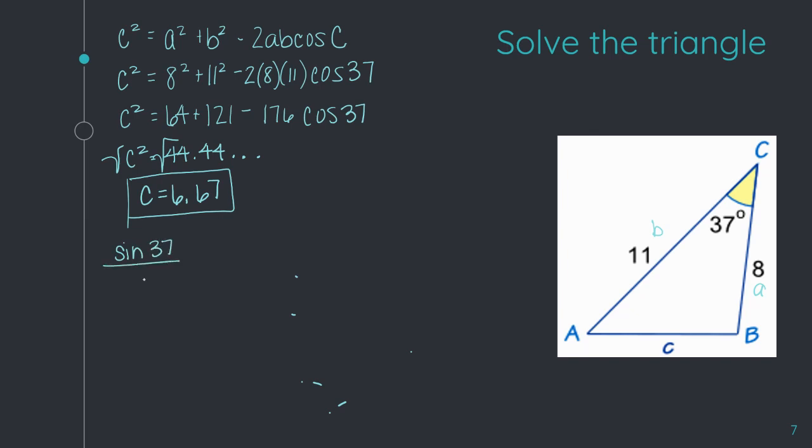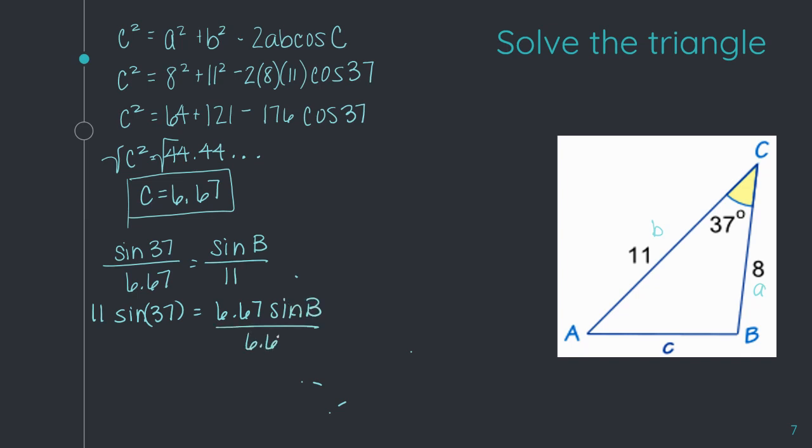I'm going to take sine of 37 over 6.67 equals the sine of angle B over the side B, which is 11. I'm going to cross multiply. So sine of 37 times 11 equals 6.67 times the sine of B. Divide by 6.67. And then I'm going to be taking the arc sine.